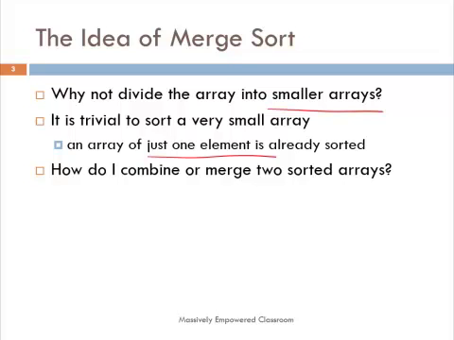The only question is, how do I combine small sorted arrays to create larger sorted arrays? This problem of combination is called the problem of merging. How do we merge two sorted arrays? That is the basic thing we need to understand in the merge sort algorithm. The dividing part is simple. Sorting the smallest array is also simple. Combining two sorted arrays to obtain a larger sorted array is the basic problem that we need to study.